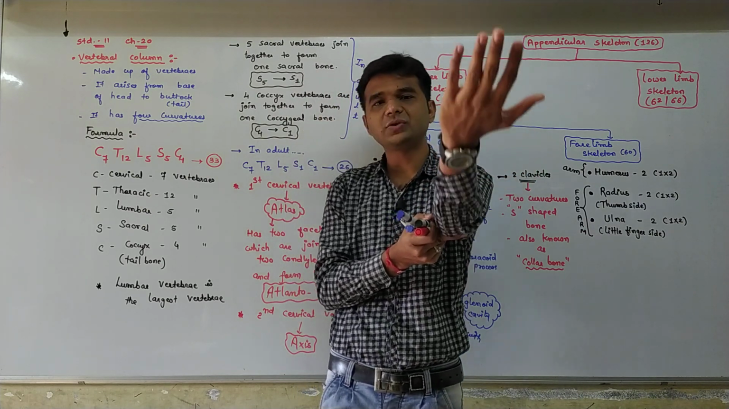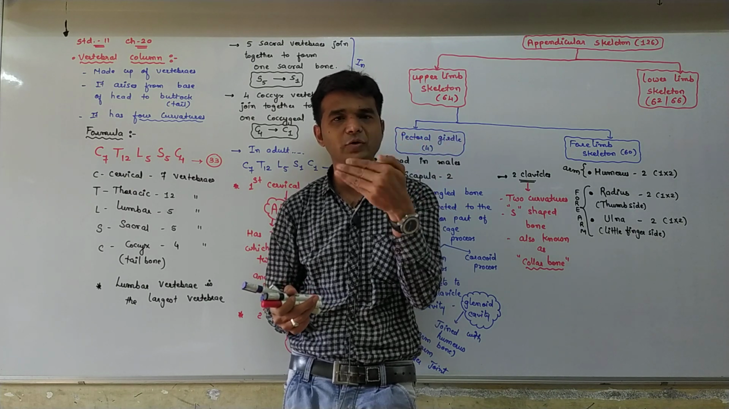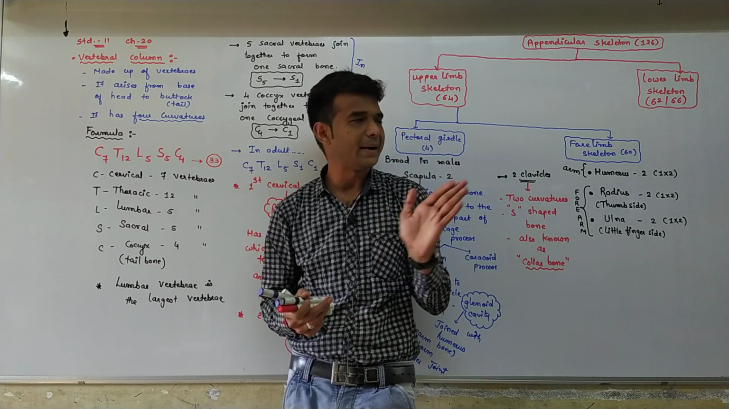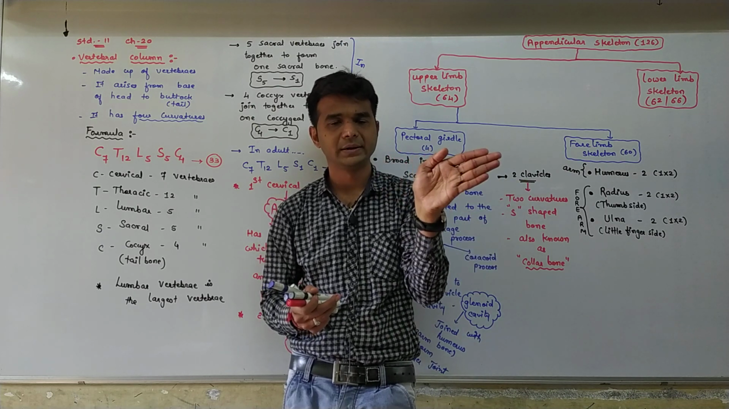Actually, the elbow joint is known as a pivotal joint. Pivot moves on one side. Pivot means hinge. Like the hinge in our door, it moves the door on one side only.